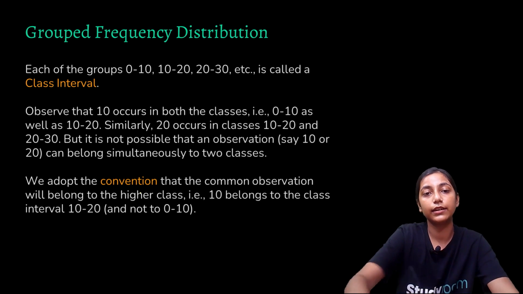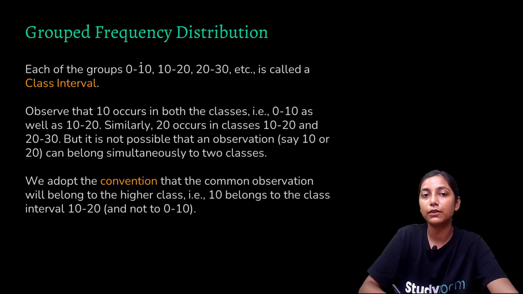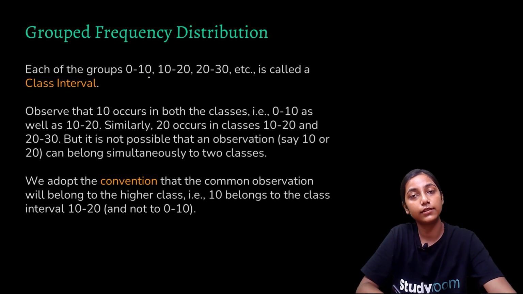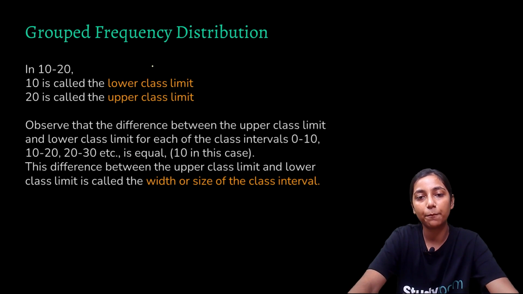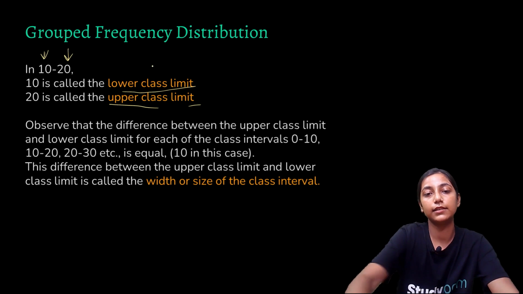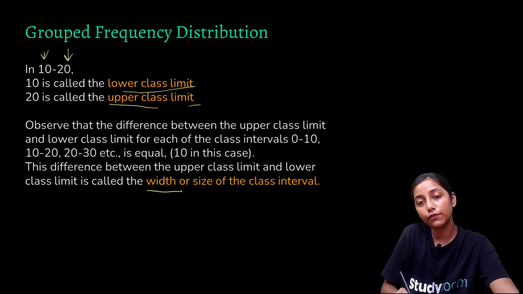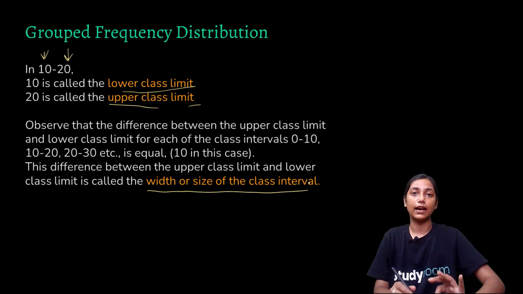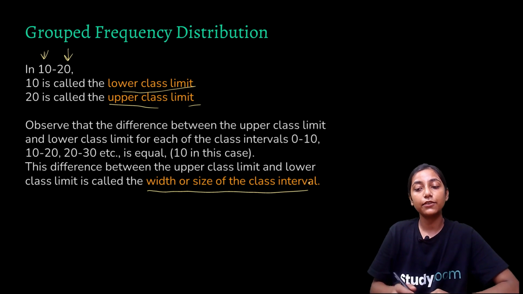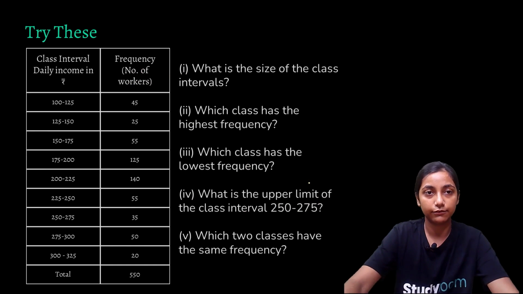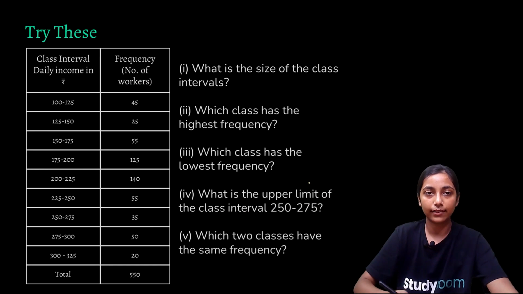The entry written on the left side is known as the lower class limit, while the entry on the right side is known as the upper class limit, and the difference between the upper class limit and lower class limit is called the width of the class interval or the size of the class interval. What do we call it? The width of the class interval or the size of the class interval. Now we need to try this.